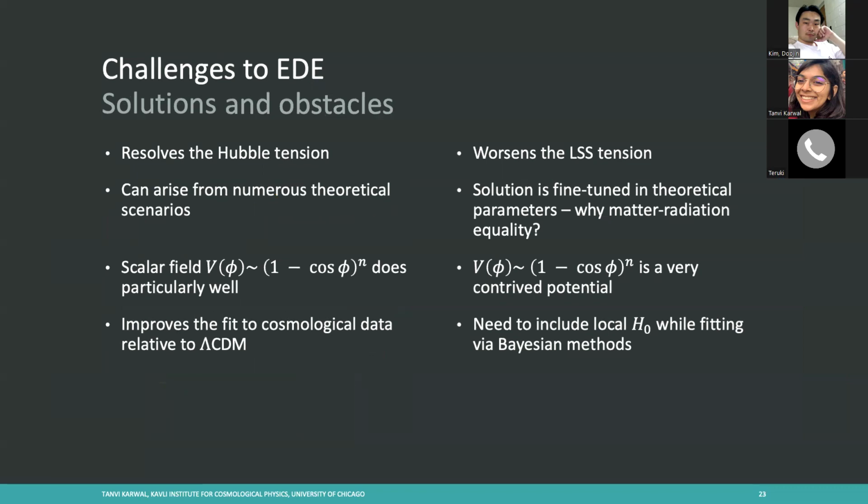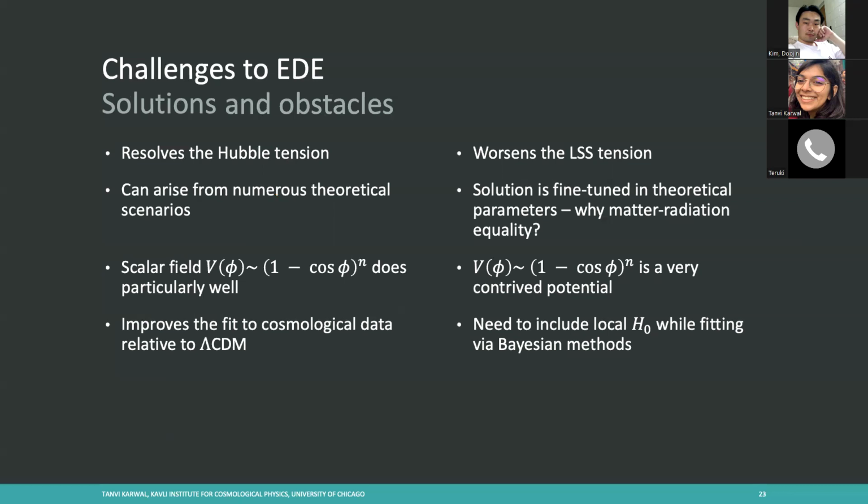All right, so we have both positives and drawbacks of early dark energy. So what can we do from here? There is also 21 centimeter data. By any chance, is early dark energy in the right direction? Oh, for EDGES, you mean?